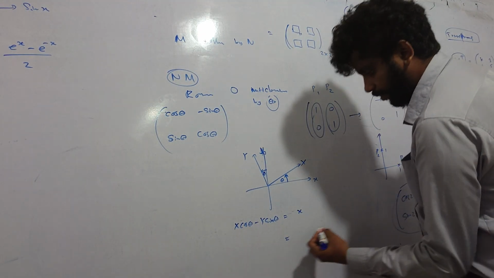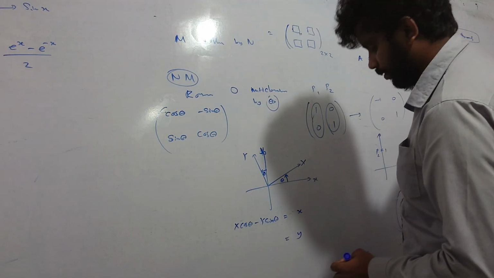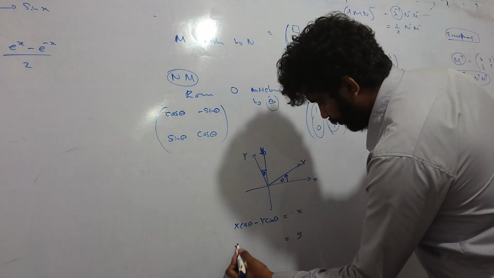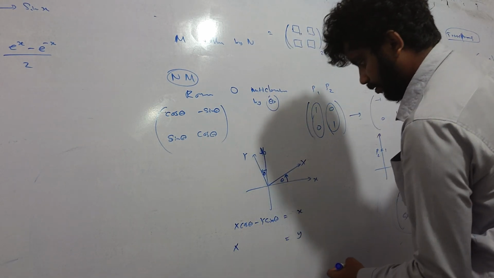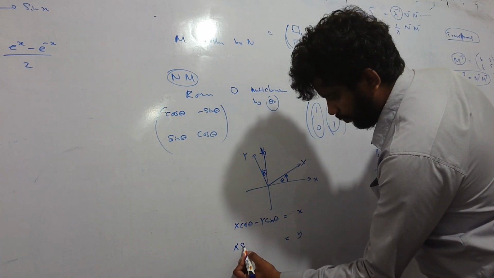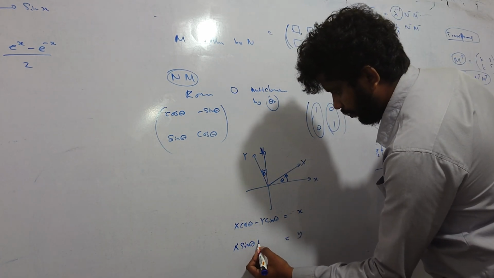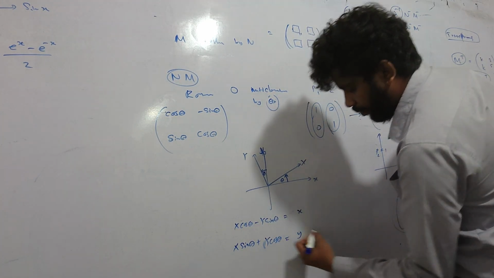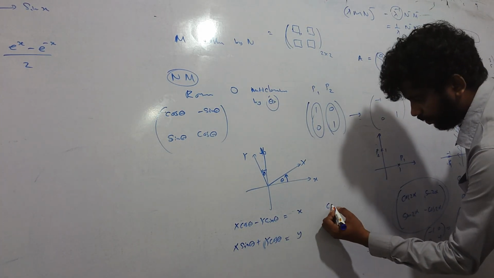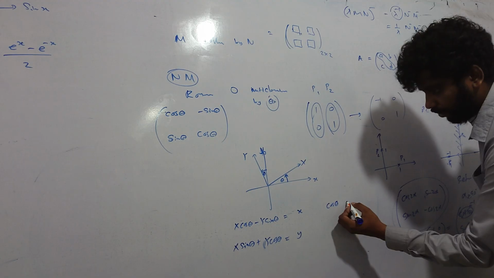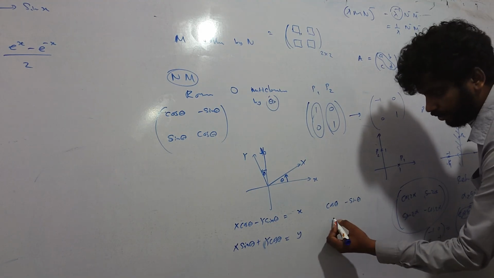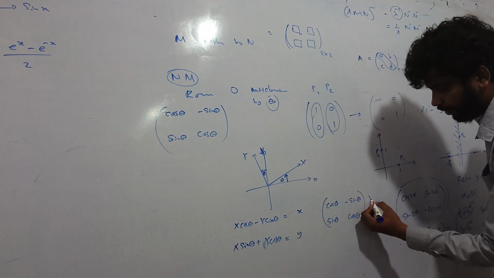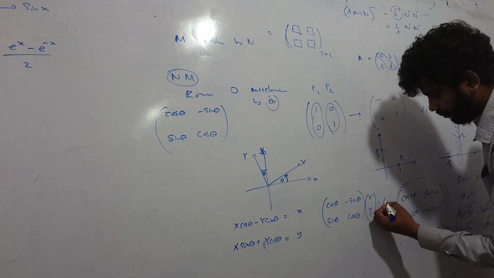Then little y equals upper x sin theta plus upper y cosine theta. So then the transformation matrix is cosine theta, negative sin theta, sin theta, cosine theta. This is given in your formula sheet, right?